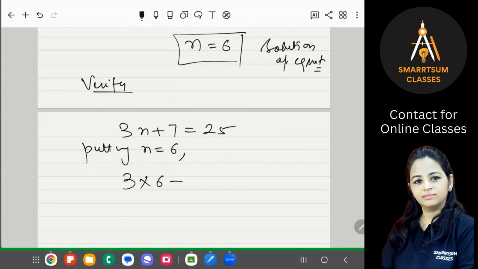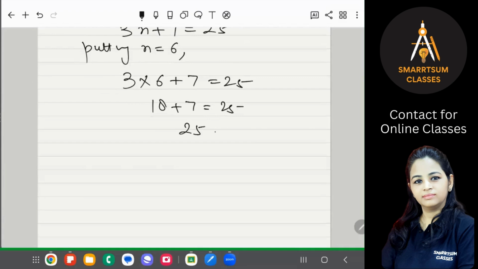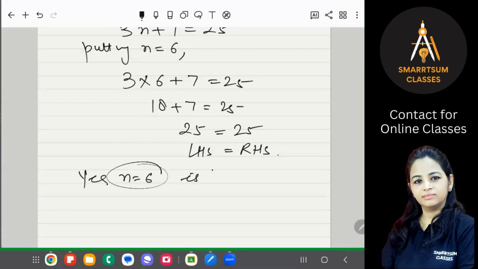What will you get? 3 into 6 plus 7 is equal to 25. Right? This is 18 plus 7 is equal to 25. Now solve both the sides. 25 is equal to 25. So you can see that LHS is coming equal to RHS. That means, yes, n is equal to 6 is the solution of the equation.